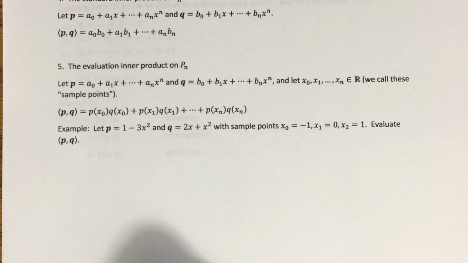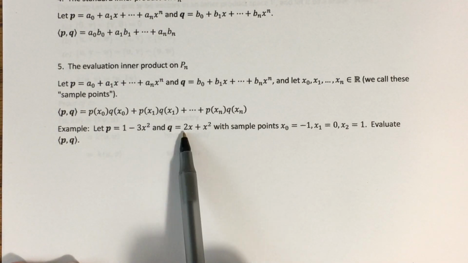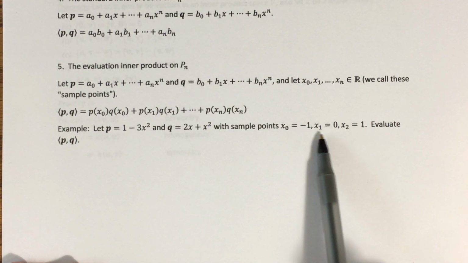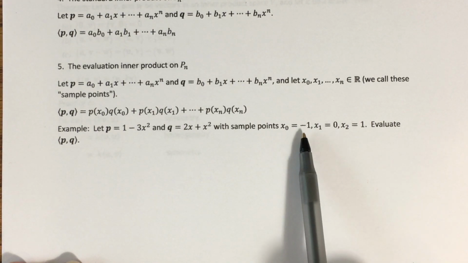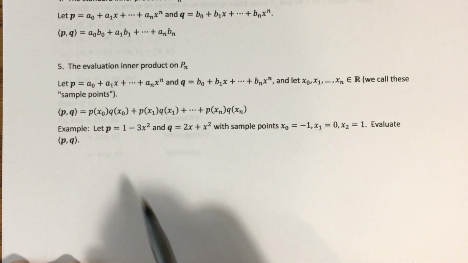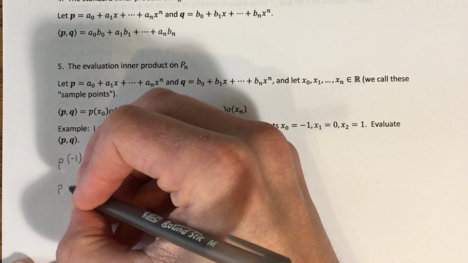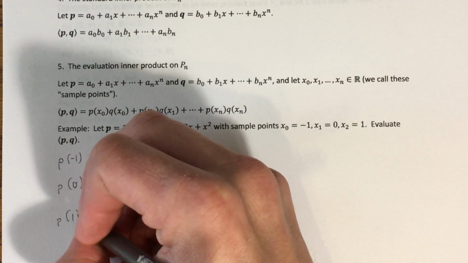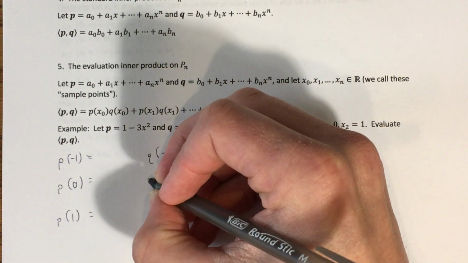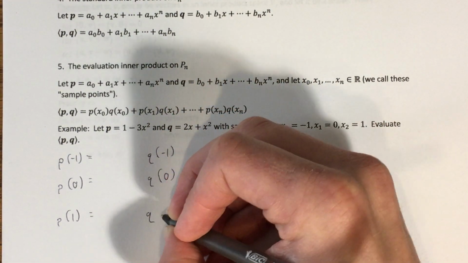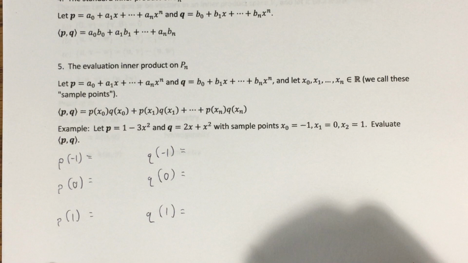So we're going to use an example to illustrate this. This is a couple of polynomials from P2. Because we're in P2, I should have a total of 2 + 1 sample points if I want to use the evaluation inner product. I'm going to use these sample points, -1, 0, and 1. So I need to evaluate P of -1, P of 0, P of 1. I also need Q of -1, Q of 0, and Q of 1. So a total of 6 values that I'm going to need in order to compute this inner product.